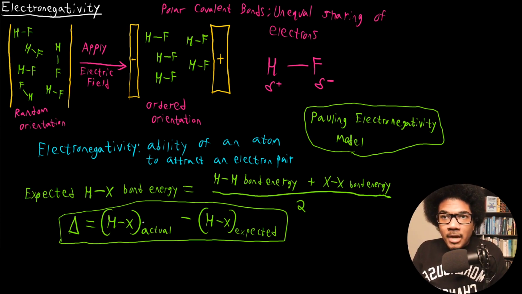You take an actual measurement of the HX bond energy, you compare it to what you would expect if you assume that the electrons are shared equally, and that difference is how much that atom is attracting the electron pair to it, based on this comparison with expecting that the bond energy has equal contributions from both atoms, right? So then that gives us a scale.